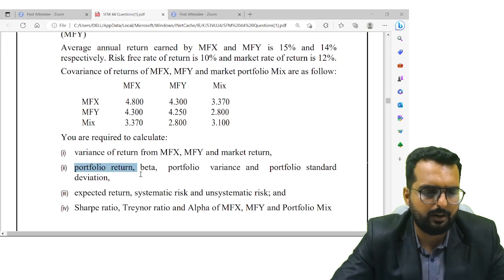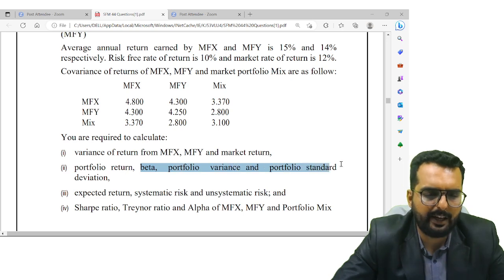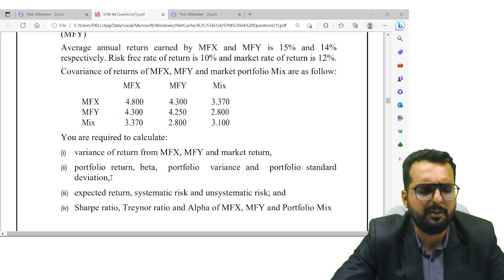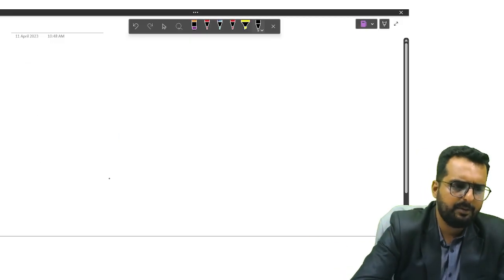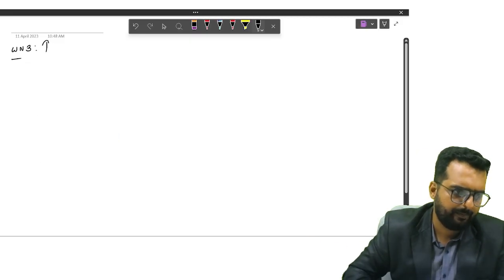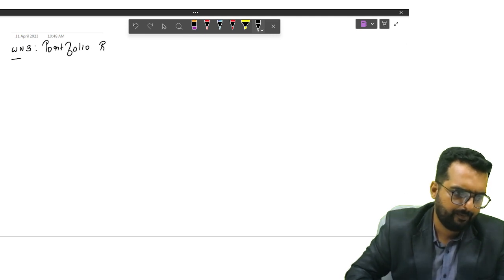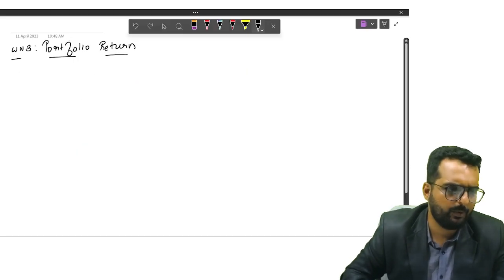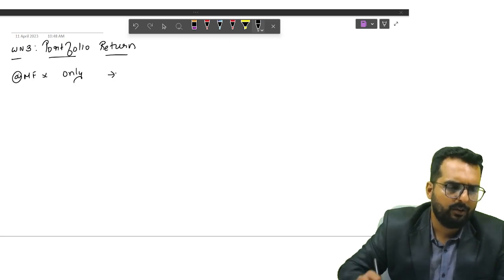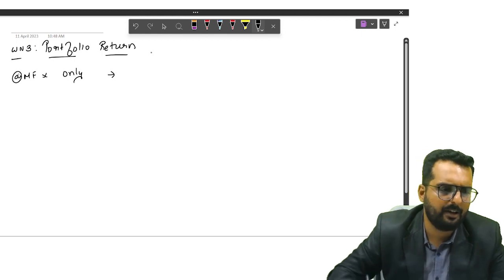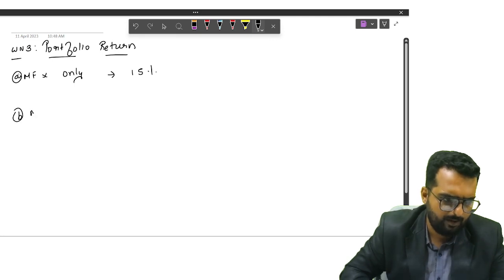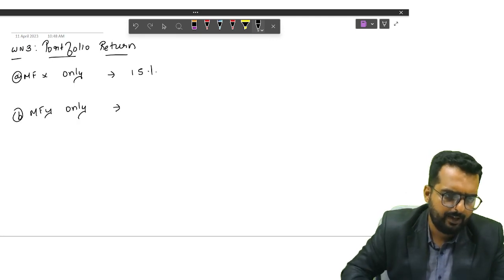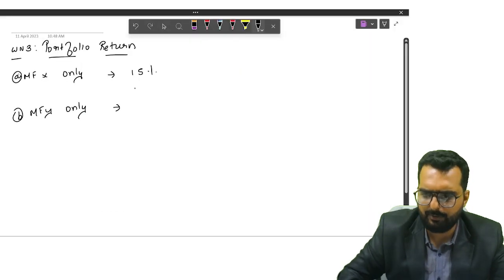Second, they are asking portfolio return, portfolio beta, portfolio variance and portfolio standard deviation. Beautiful question, friends. I'll start with portfolio return. So what will happen in portfolio return? I'll write down mutual fund X only. Here it's very easy, because for X the return is how much? 15%. Mutual fund Y only, that is also easy. Directly you can get the answer as how much? 14%.